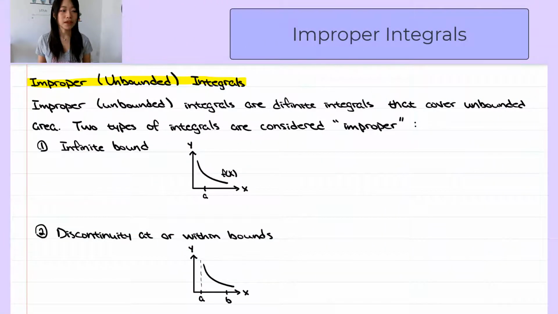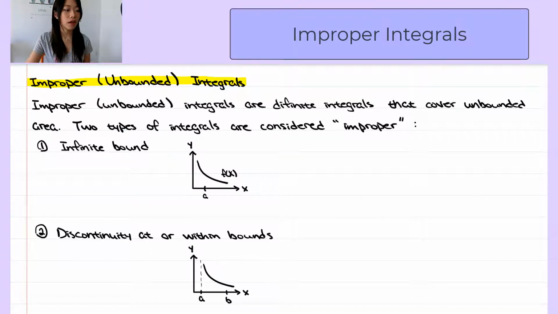My name is Gina. In this video, we're going to talk about improper integrals. Improper or unbounded integrals are definite integrals that cover unbounded area. And there are two types of integral that are considered as improper. The first type is when you have infinite bound.